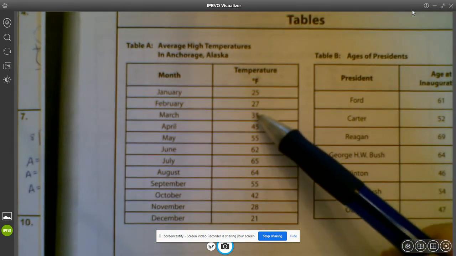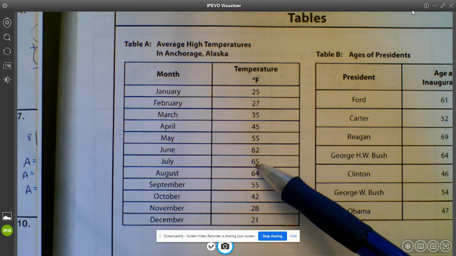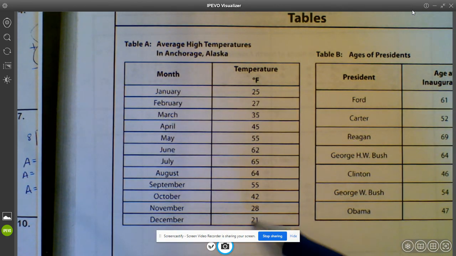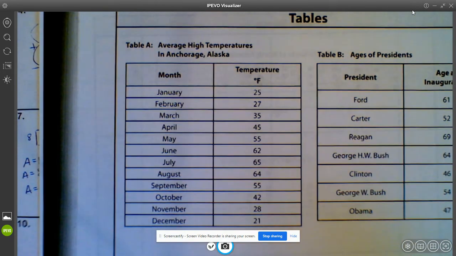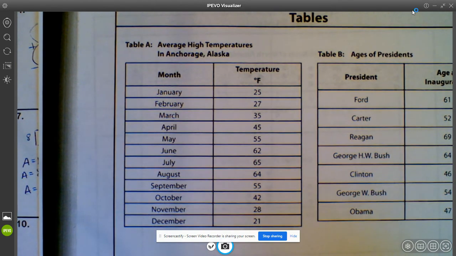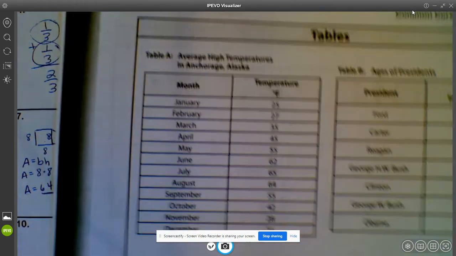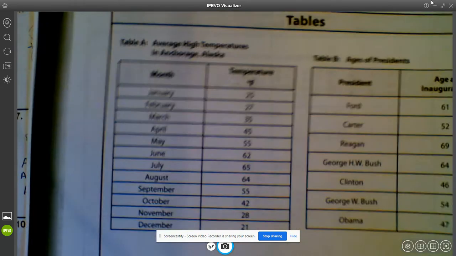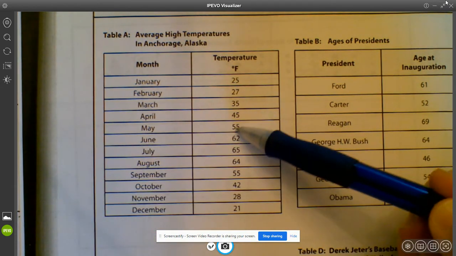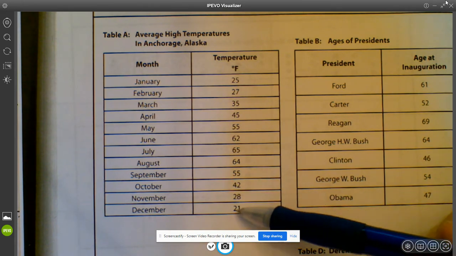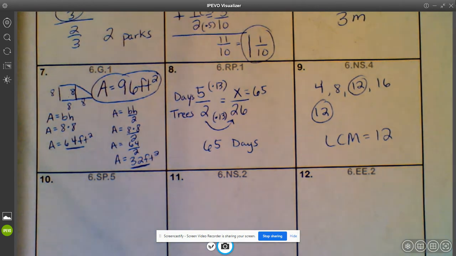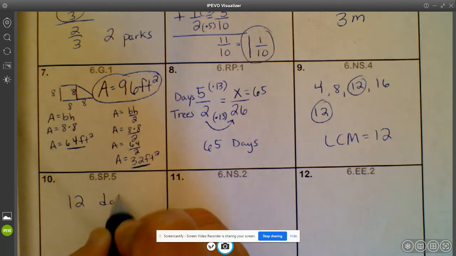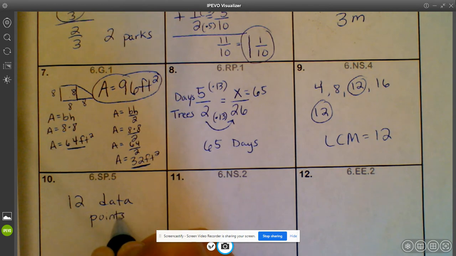So 1, 2, 3, 4, 5, 6, 7, 8, 9, 10, 11, 12 data points, and it looks like our unit of measurement is degrees in Fahrenheit. These are the high temperatures in degrees Fahrenheit. So we have 12 data points. So your question says, how many data points are given? 12 data points. And then what unit of measure is used? Degrees Fahrenheit.